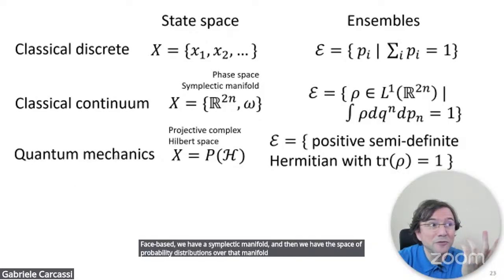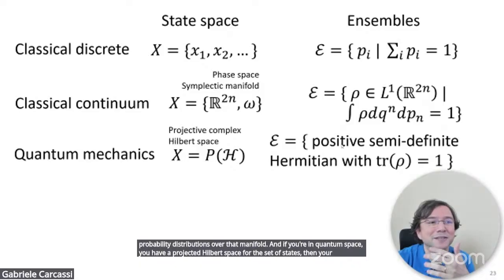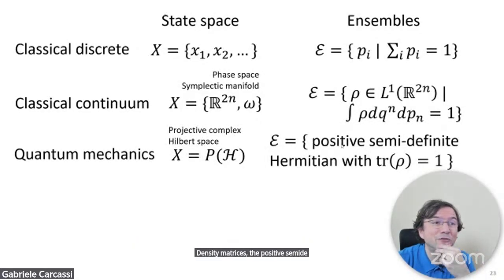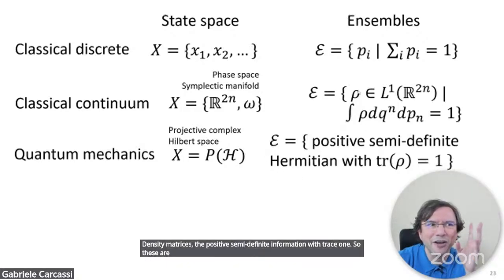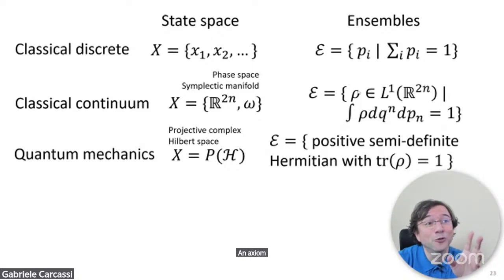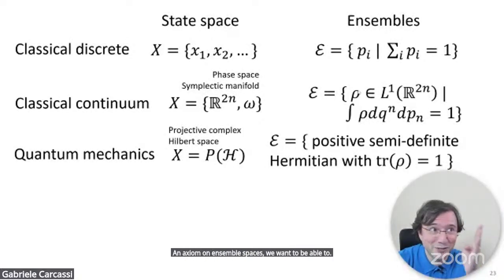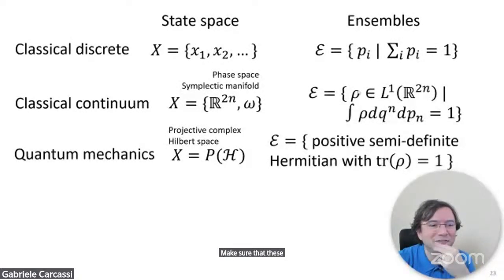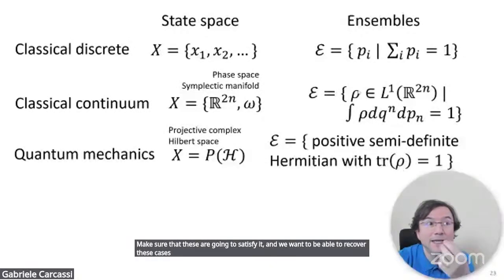And if you're in quantum space, you have a projective Hilbert space for the set of states. Then your ensembles are these density matrices, the positive semi-definite Hermitian operators with trace one. So these are basically our target things, and whenever we make an axiom on ensemble spaces, we want to be able to make sure that these are going to satisfy it, and we want to be able to recover these cases in the specific for the different things.